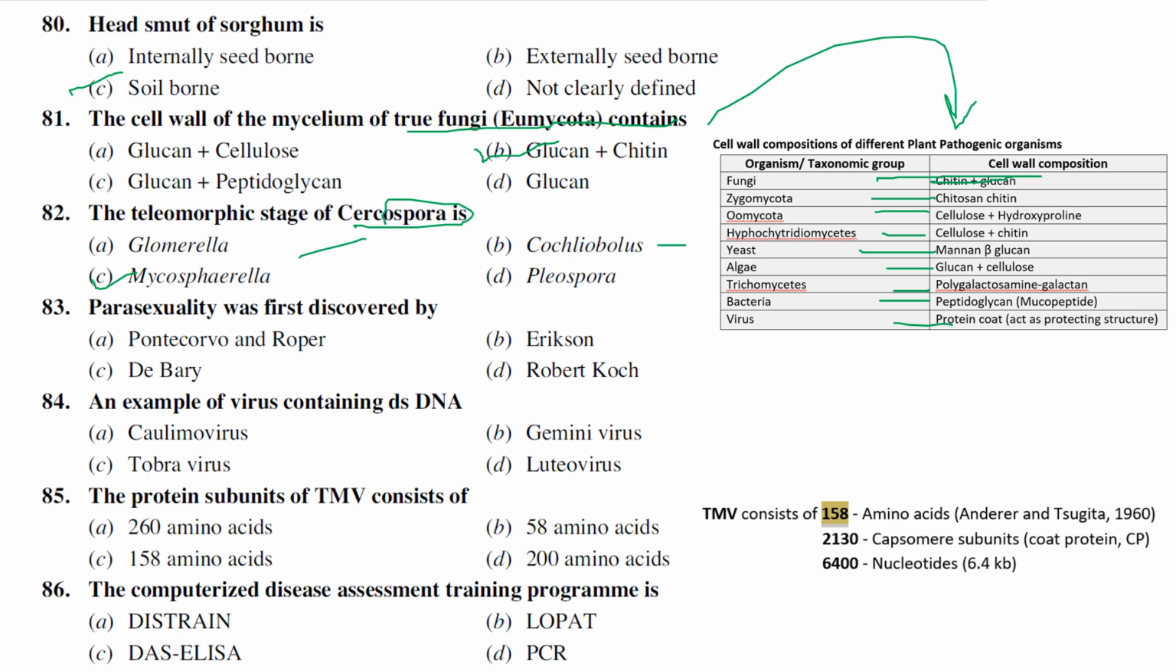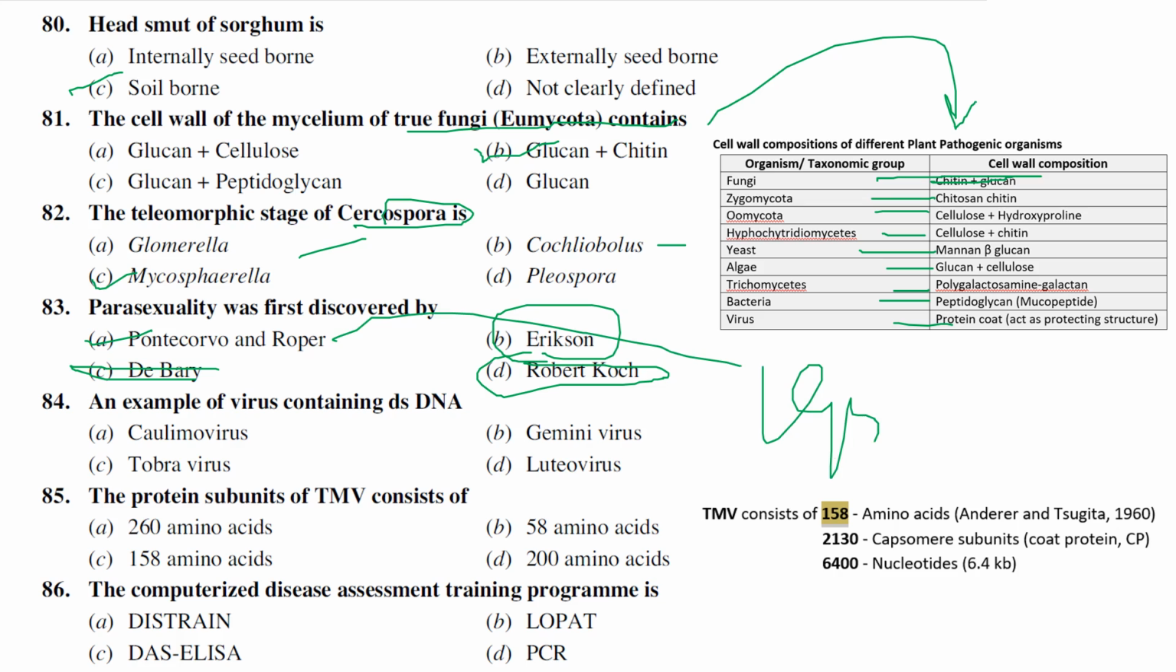Parasexuality was first discovered by Pontecorvo and Roper, Erikson, de Bary, or Robert Koch. Robert Koch is not at all related to mycology, so forget about him. Erikson, physiological specialization of fungi. De Bary, father of plant pathology. The only one left is Pontecorvo and Roper. The answer is Pontecorvo and Roper. They were the first to discover a new phenomenon called parasexuality in fungi. Parasexuality means plasmogamy, karyogamy, and meiosis do not occur in a regular stage at specified intervals in a specified manner. That was first discovered by Pontecorvo and Roper in a fungus called Aspergillus nidulans in 1952. It is very important.